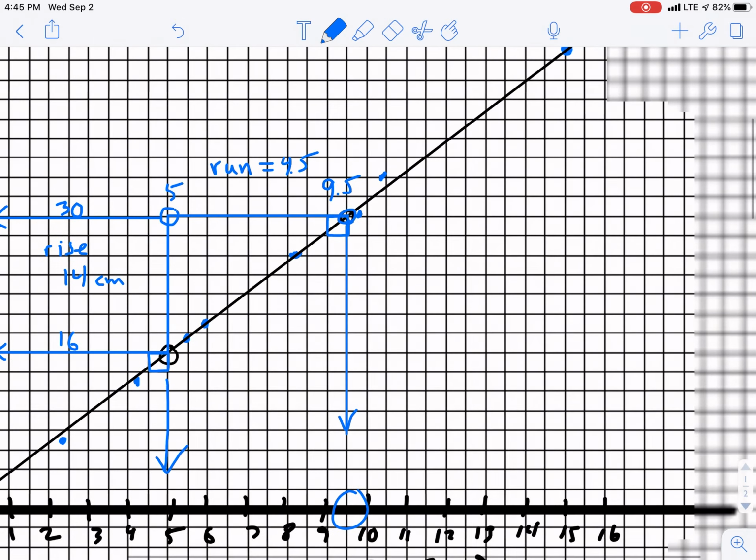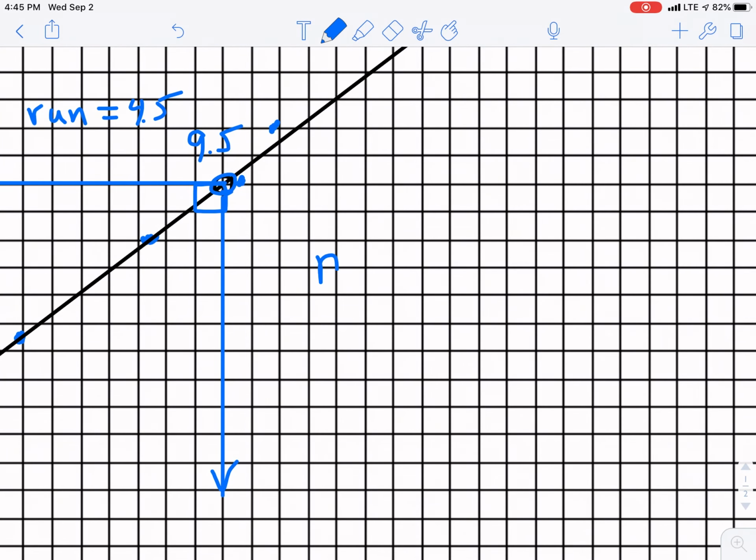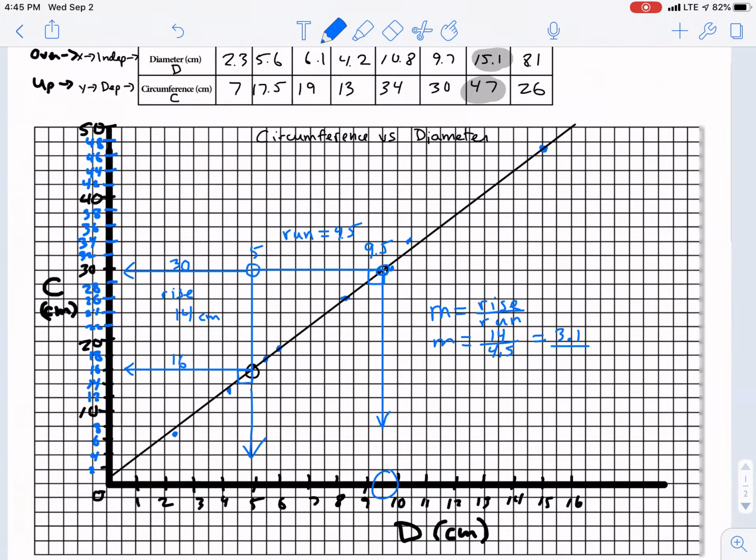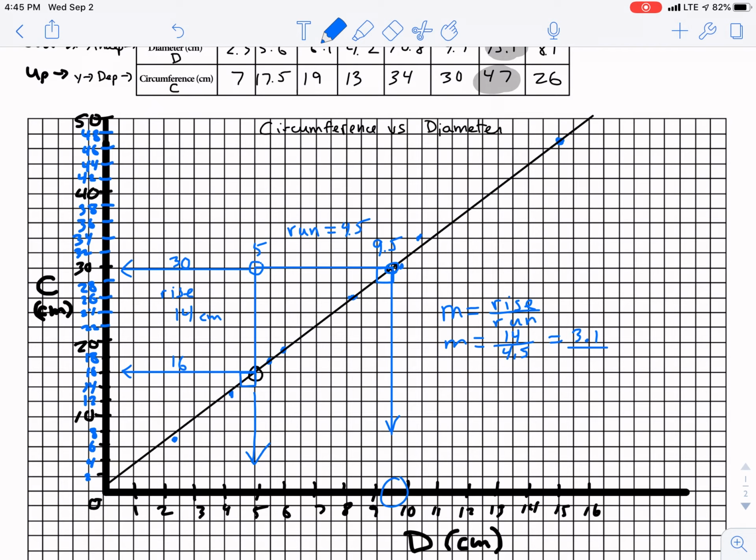The last thing we need to do to construct this is simply calculate the slope. Remember, slope is rise over run. So in my example, slope is 14 over 4.5, which is approximately 3.1. That's as far as I want you to go in this lab: to be able to construct a graph, make a best fit line, and find the correct slope of the best fit line that matches your data. In future labs, we'll talk about how to find the physical meaning of slope from your lab.